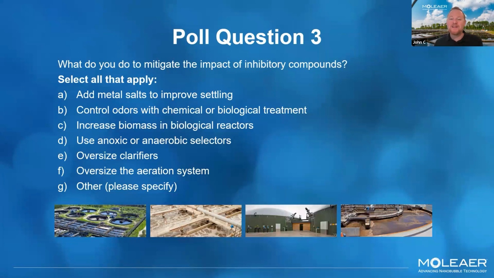So with this, I'm going to lead to the next poll question. What do you do at your wastewater facility to mitigate the impact of these chemical compounds? Add metal salts to improve settling. Control odors with chemical or biological treatment. Increase the biomass in biological reactors. Use anoxic or anaerobic selectors. Oversize your clarifiers. Oversize the aeration system, or other. Please specify and write in your answer at the bottom.